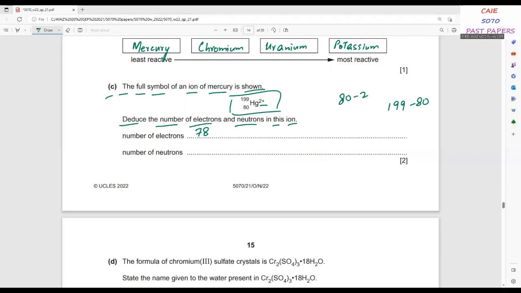Yeah, I'll do the calculation. 199 minus 80, 119.